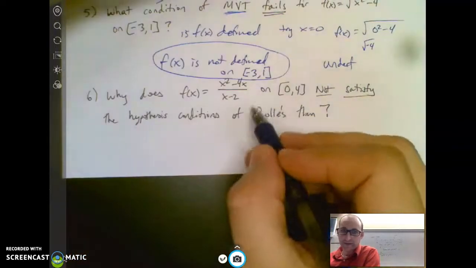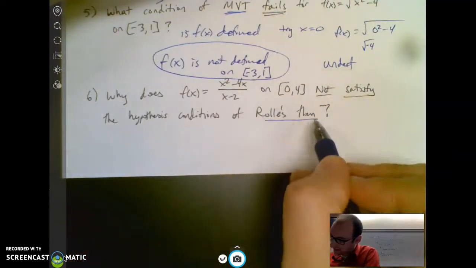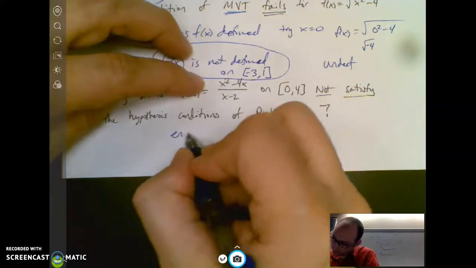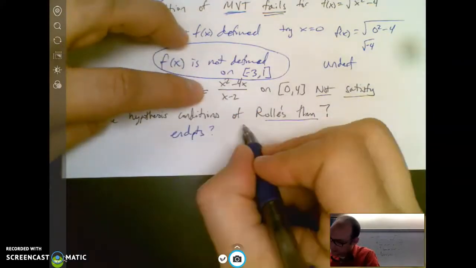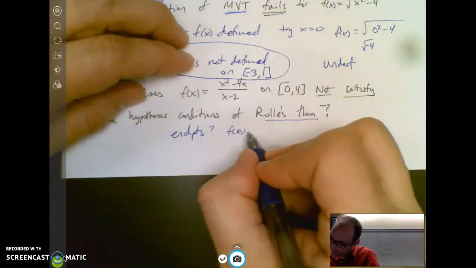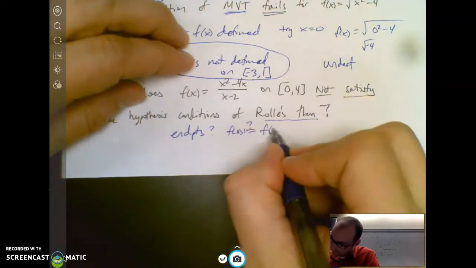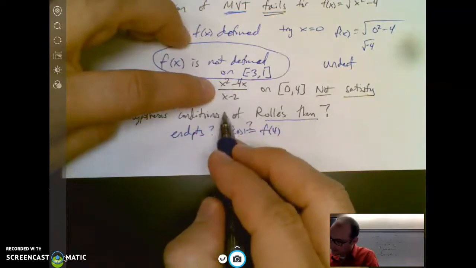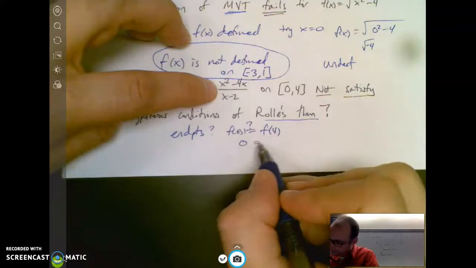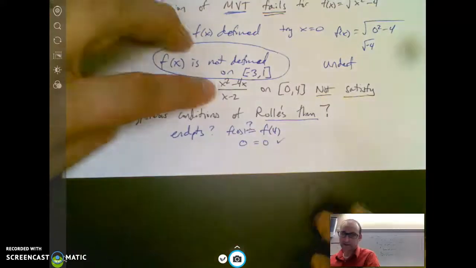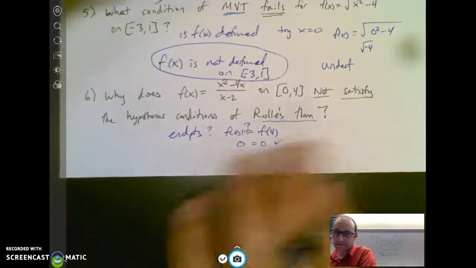All right. Rolle's theorem, you have to check the endpoints. Let's see. Endpoints, at the beginning, f of 0 and f of 4. So if I put a 0 in, I get 0. If I put 4 in, I get 0. Okay, so endpoints work. Like I said, if that would have failed, I would be done.